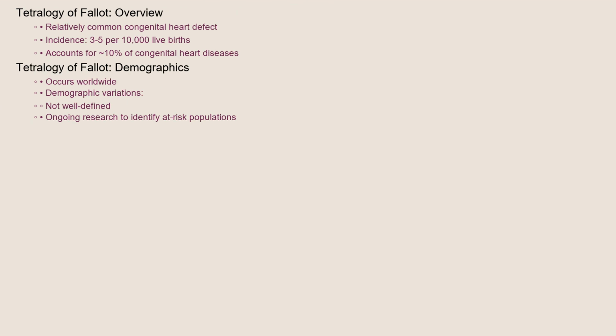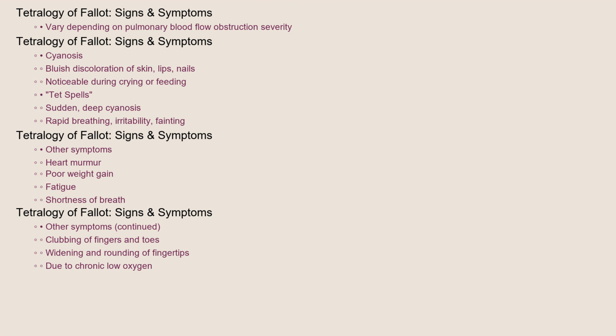Tetralogy of Fallot affects approximately 3 to 5 out of every 10,000 live births, making it one of the most common congenital heart defects. It accounts for about 10% of all congenital heart disease cases. While it occurs worldwide, specific demographic variations are not well defined, and studies are ongoing to understand if certain populations are at higher risk. The signs and symptoms of tetralogy of Fallot can vary depending on the severity of the obstruction to pulmonary blood flow.